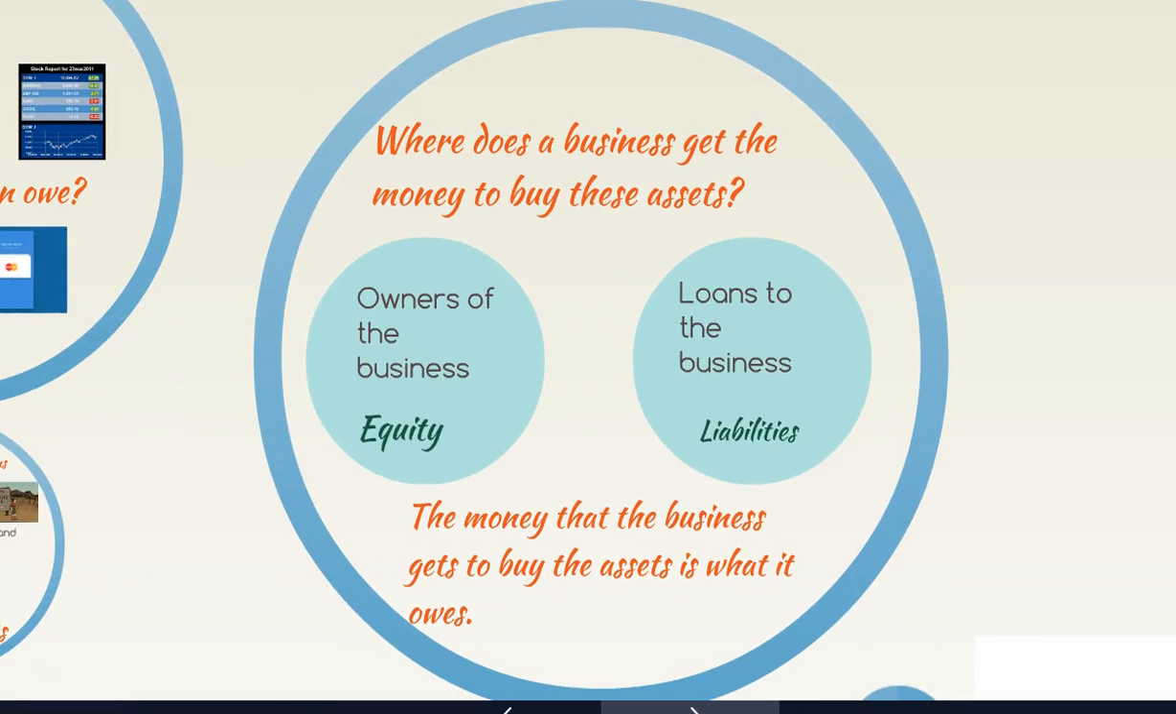Now, where does a business get the money to buy all these assets? Some part of the money comes from the owners of the business, while some comes from money borrowed to buy these assets. The owner's money is called equity, while the borrowed money is called liability. In essence, the money that the business gets to buy the assets is what it owes.